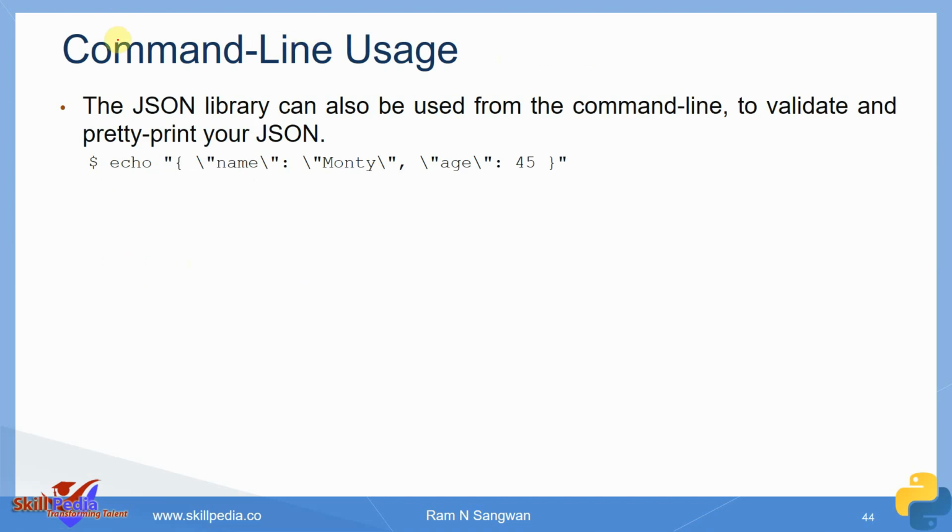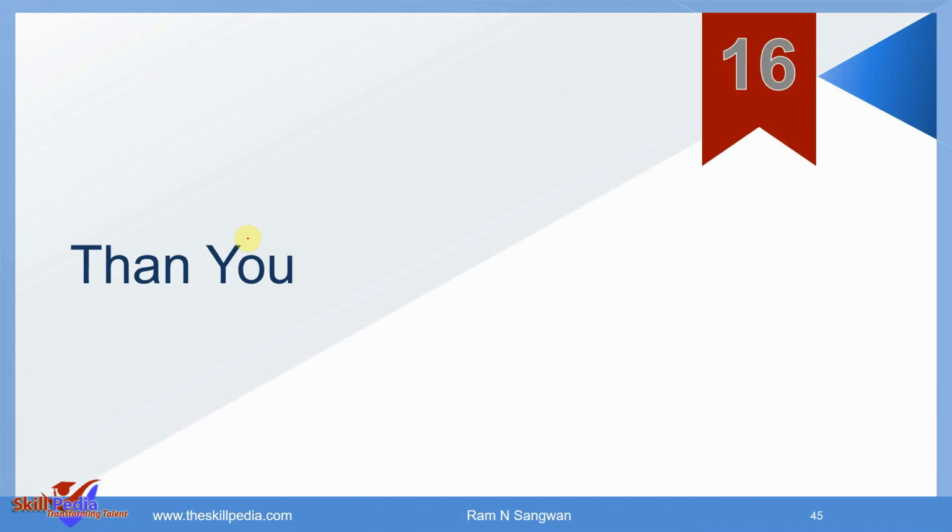It can also be used from the command line. The JSON library can be used at the command line directly to validate and print your JSON. Like echo, this is simple JSON data, and you can print it. You will get the printed output directly in JSON format.